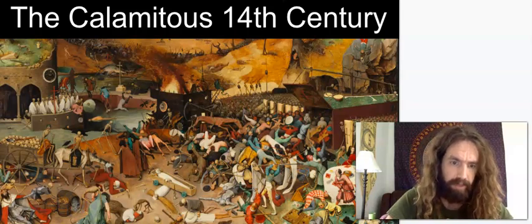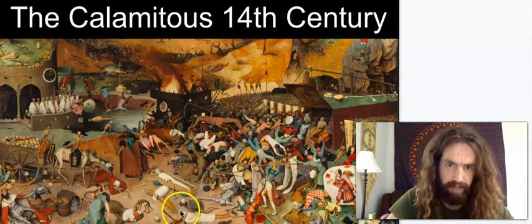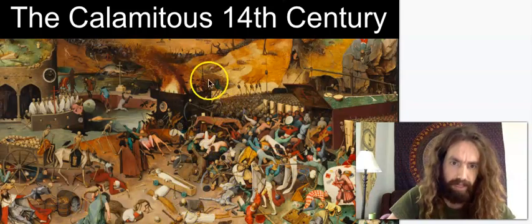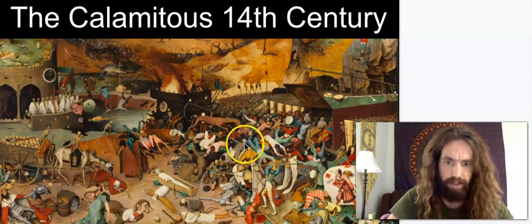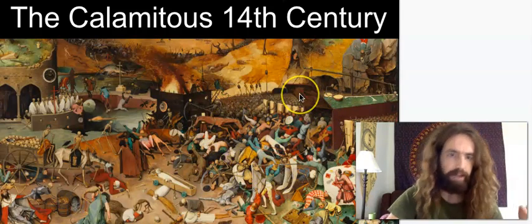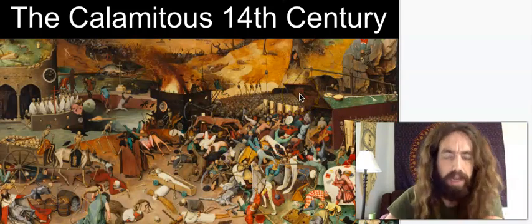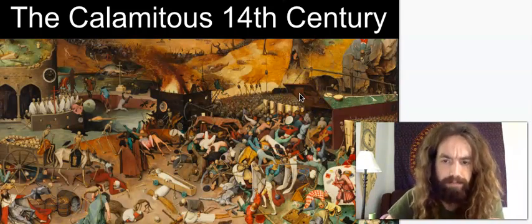Some of my particular favorites are the skeleton stuffing food into a dead person's mouth, and a skeleton riding an emaciated horse with a sickle. Also, them herding all these peasants into a box that doesn't seem to go anywhere. But anyway, great, terrible painting. But anyway, let's move on and start talking about some terrible things.